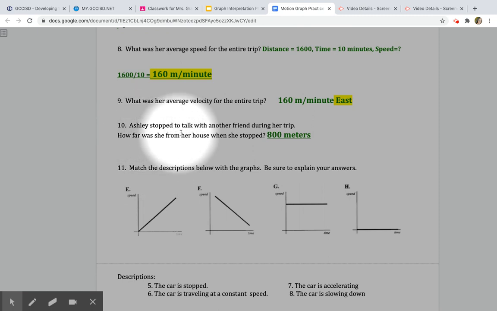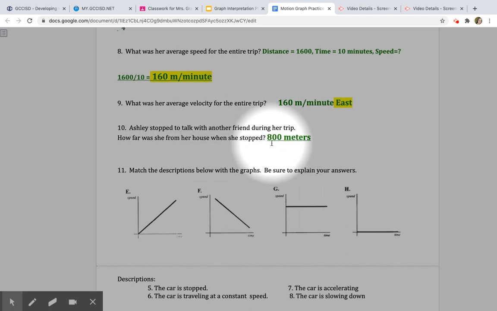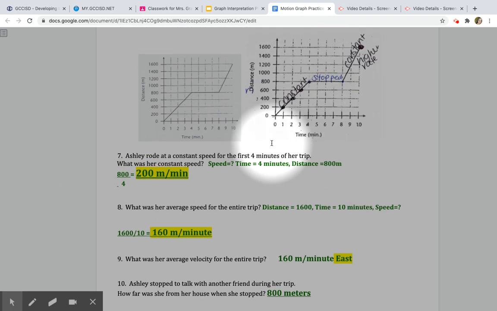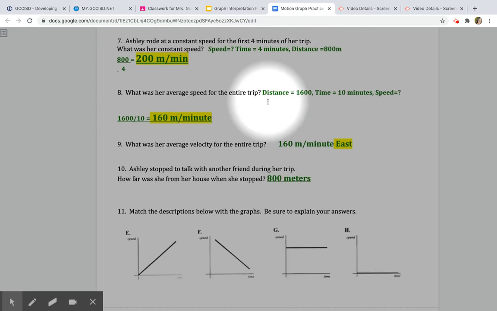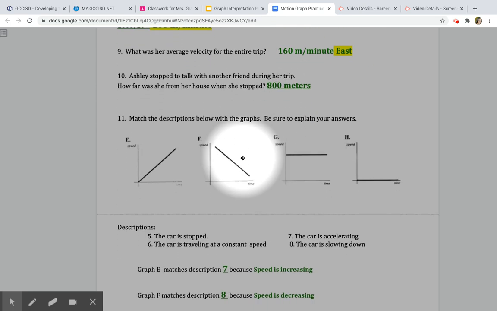Number 10, Ashley stopped to talk with another friend during her trip. How far was she from her house when she stopped? I got an answer of 800 meters. So let's look at our graph right up here. So we know if we have a flat line, we are at rest. Ashley has stopped, okay? What point did she stop at? 800. Okay, that is how I got 800 meters.